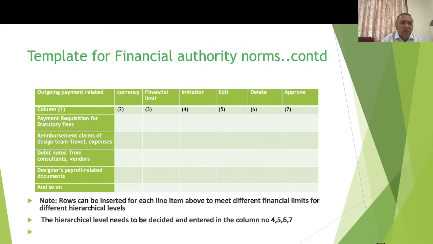Now within each row, for each type of column, the rows can be added to meet the different financial limits for different hierarchical levels. If you want to set up a lower limit for low level people, you can insert additional rows and so on and so forth. The hierarchical levels mentioned in columns 4, 5, 6, 7 will need to be decided by the concerned HOD in consultation with the CEO, etc., and added here.